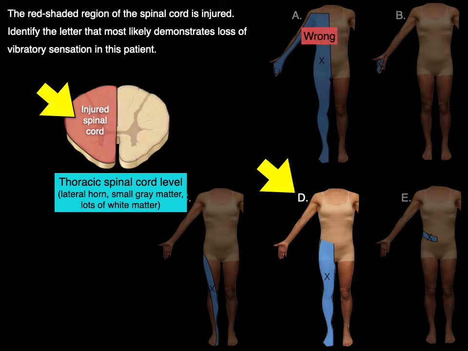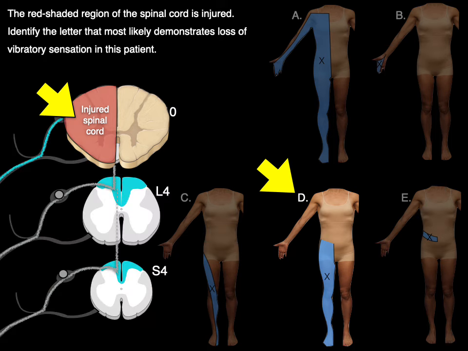Now, A is wrong because it's showing dermatomes that are lost in the cervical region, and this is a thoracic level. B is incorrect because it's showing only a dermatome, probably from the C7 level, that's injured, and this is white matter, so far more dermatomes are affected. C is incorrect because it's also showing only one dermatome that is affected. And E is wrong, so even though it's a dermatome in the thoracic region, it's only one dermatome, because the white matter is affected, there'll be every dermatome below that would be injured. So there we have it.